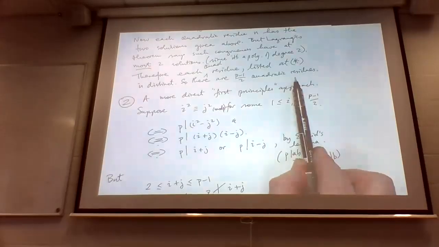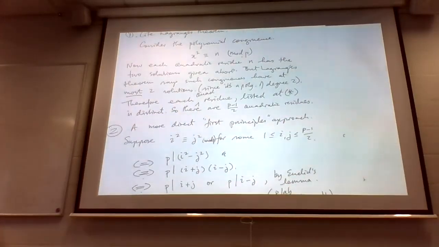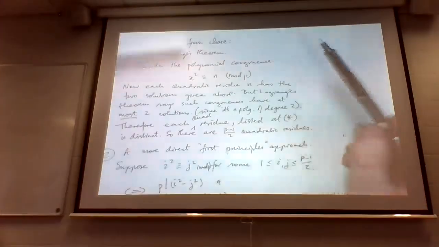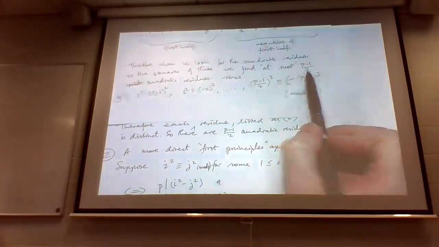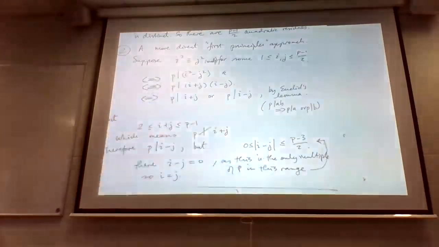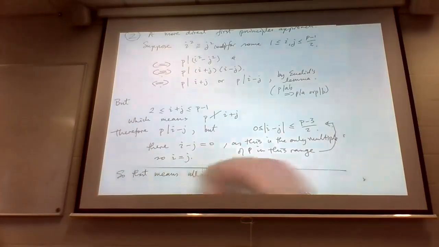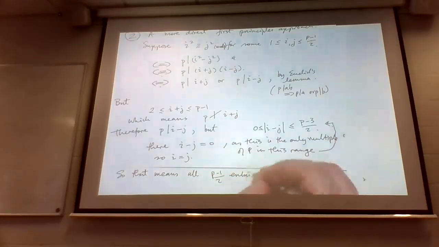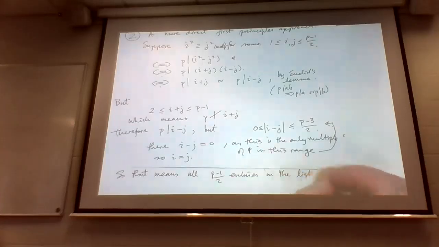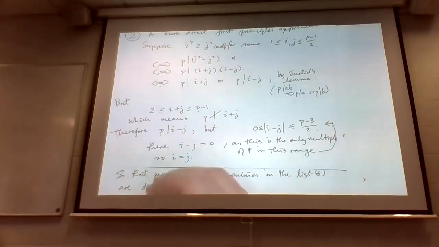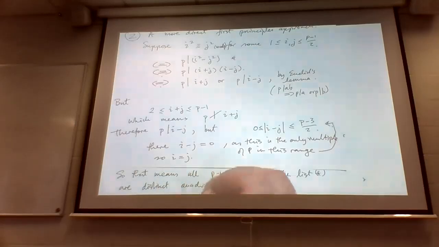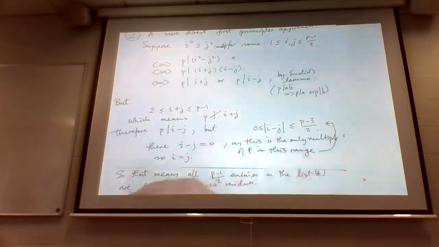So have we finished the presentation? I've said there are at most (p minus 1) over 2 quadratic residues. I set that up here. One way was Lagrange's theorem, the other way was this one. So just to finish off, that means all (p minus 1) over 2 entries in the list star are distinct quadratic residues. So there are exactly (p minus 1) over 2 quadratic residues.